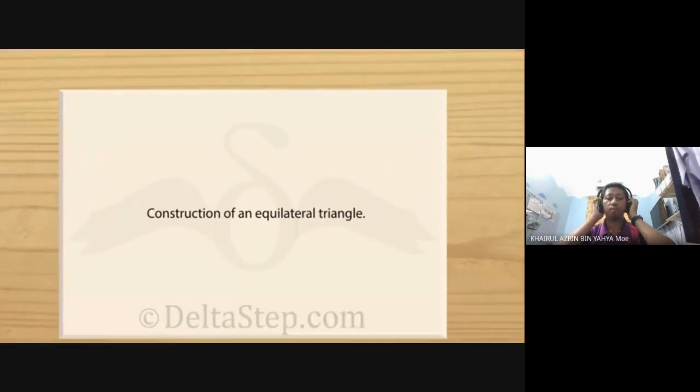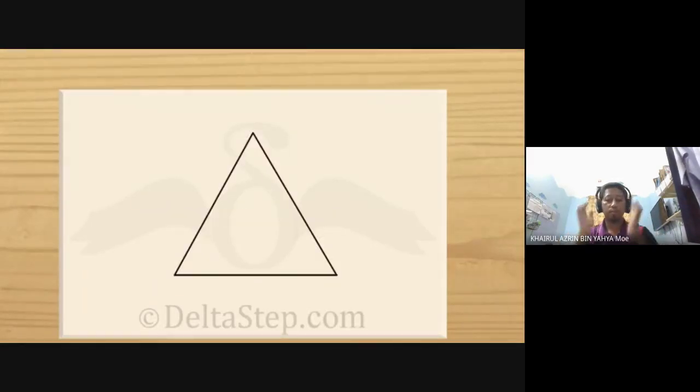Let us see how we can construct an equilateral triangle. An equilateral triangle is a triangle in which all the 3 sides are equal and all the 3 angles are also equal. So each angle of an equilateral triangle measures 60 degrees. Now, if we need to construct an equilateral triangle, what measures do we need? Well, we know for sure that all the angles are going to be 60 degrees in an equilateral triangle.